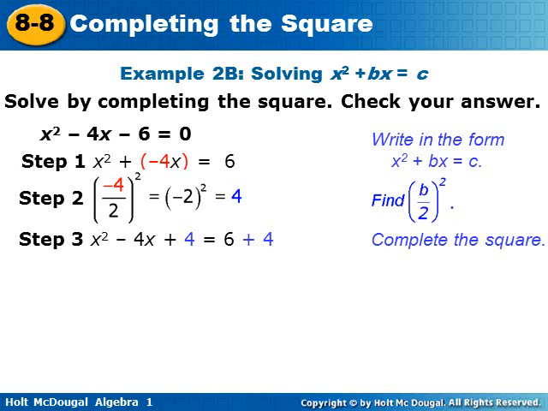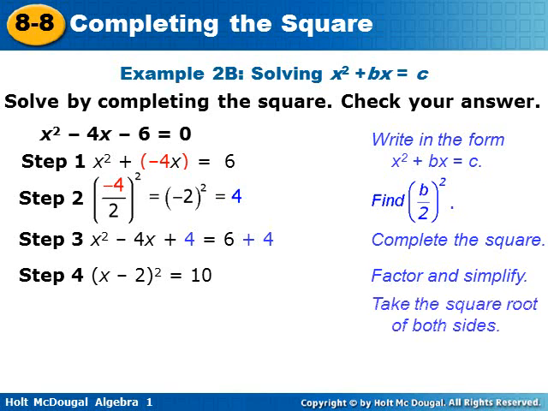That gives us x squared minus 4x plus 4 on the left-hand side, which forms a perfect square trinomial. That's what we're trying to do. We're doing it on purpose. Equals 6 plus 4. So we're going to factor and simplify. The x squared minus 4x plus 4 factors into x minus 2 squared, and the 6 plus 4 equals 10. We're going to take the square root of both sides, and we get x minus 2, because the square and the square root cancel, equal plus or minus the square root of 10.